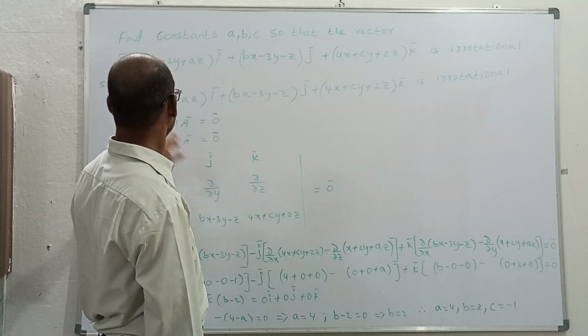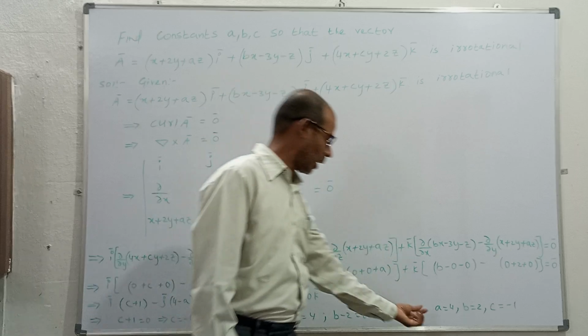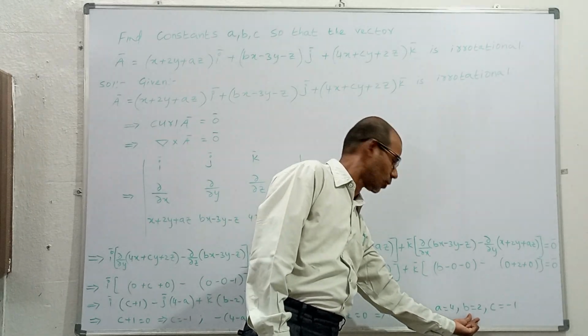Therefore, our constants are a equals 4, b equals 2, c equals minus 1.